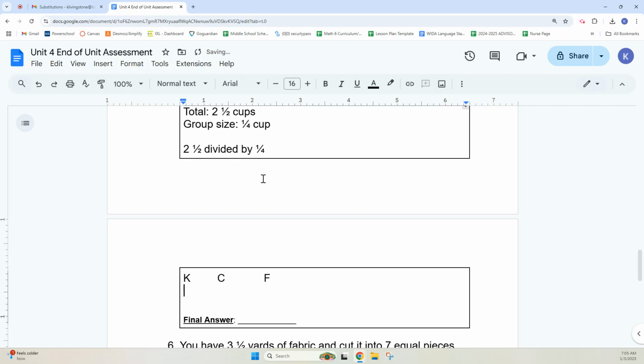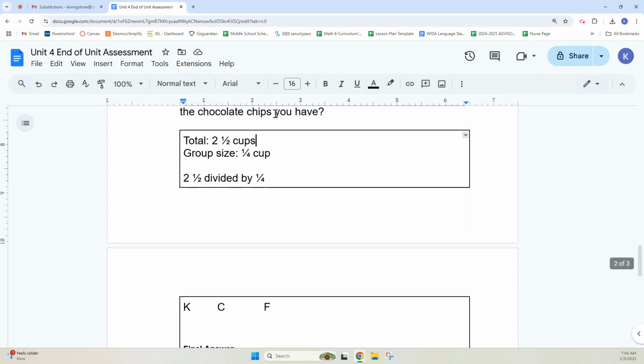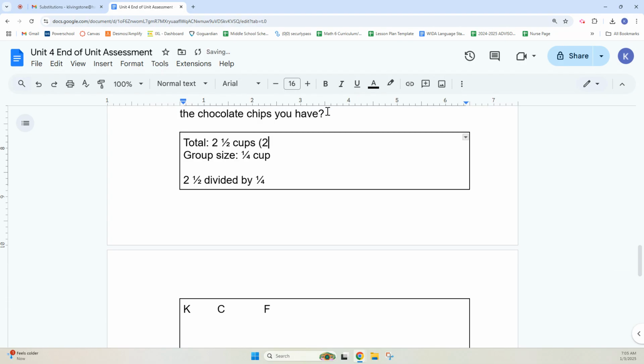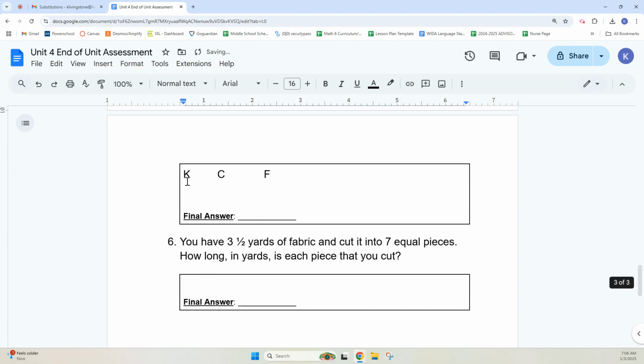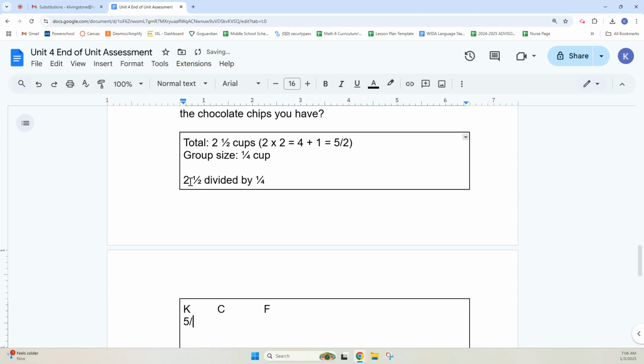You will notice though, 2½ is a mixed number. We cannot divide with mixed numbers as they are. We need to change it into an improper fraction. And how we do that is we multiply the denominator by the whole number. So 2 times 2 equals 4. And then add the numerator, 4 plus 1 equals 5. And then the denominator stays the same. So 2½ is really 5/2.